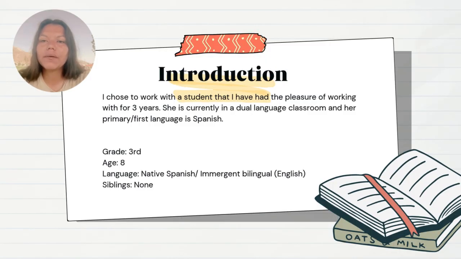So, before we begin, I would like to provide a brief introduction and background information on the student that I chose and why. The student that I chose to work with is currently in the third grade and 8 years old. She is a native Spanish speaker, emergent bilingual. Currently, she has no siblings. A little bit more background information: she comes from a predominantly Spanish speaking household.